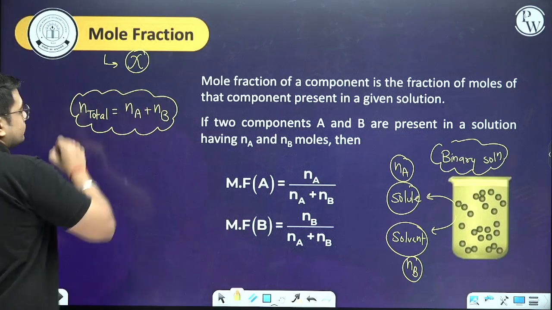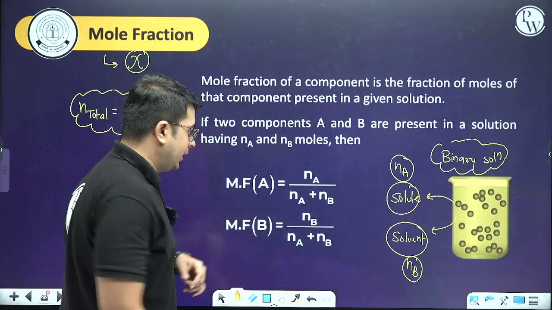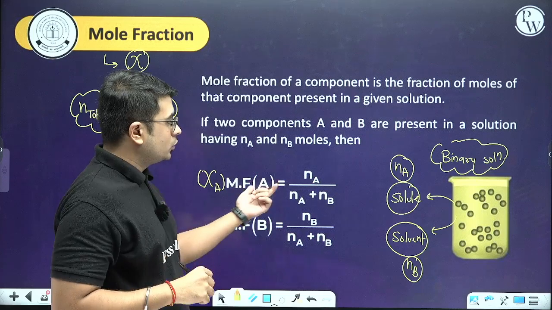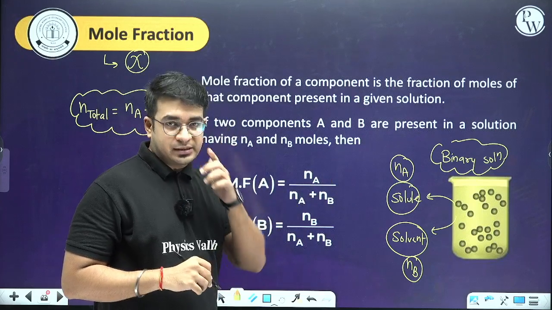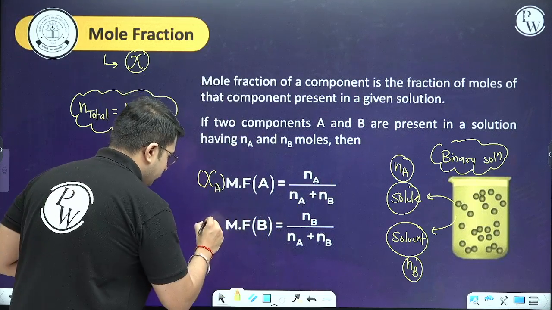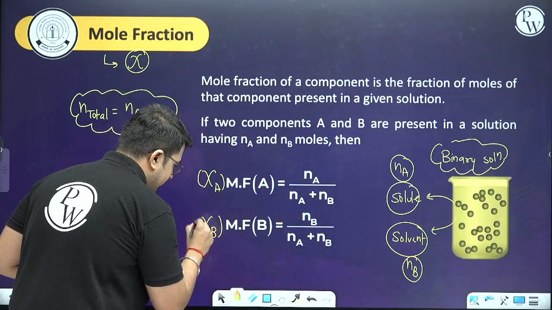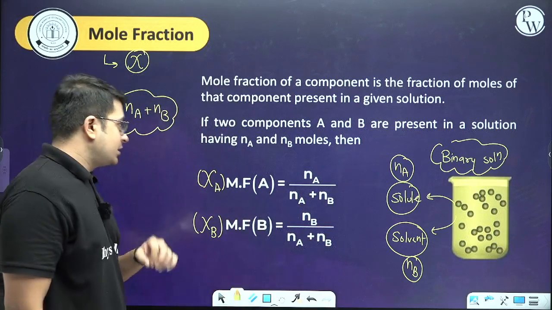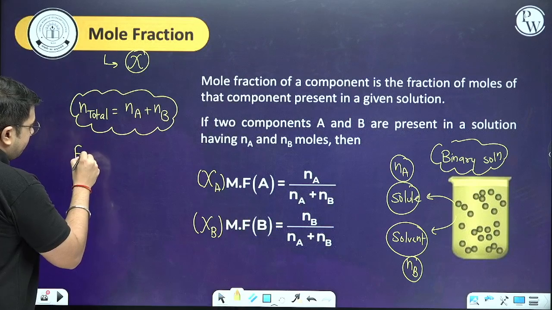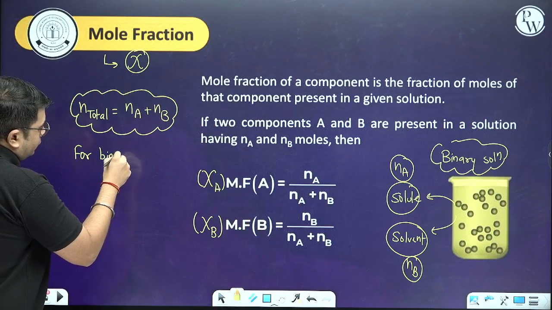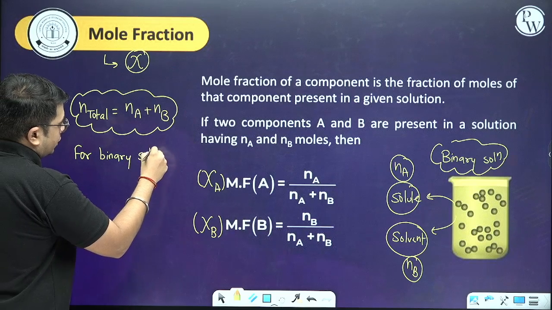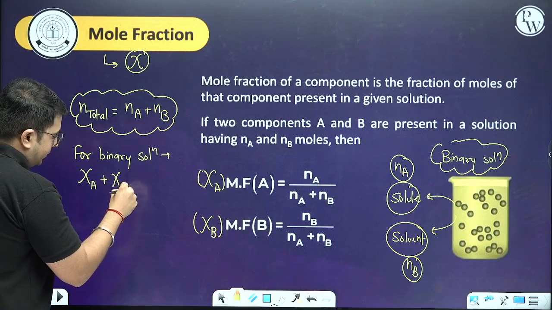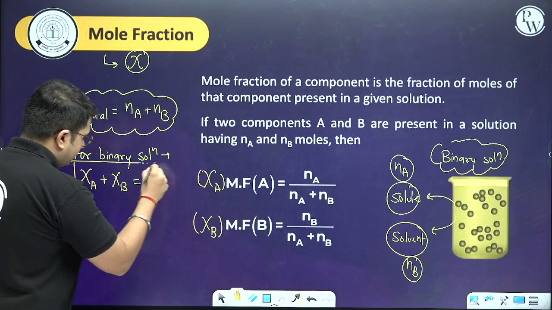Okay, now the mole fraction of A, which is represented by chi A, will be equal to Na divided by total moles, which is Na plus Nb, and the mole fraction of B, which is chi B, is represented by Nb upon total moles, which is Na plus Nb. And always remember, for a binary solution, this chi A plus chi B value will always be 1.